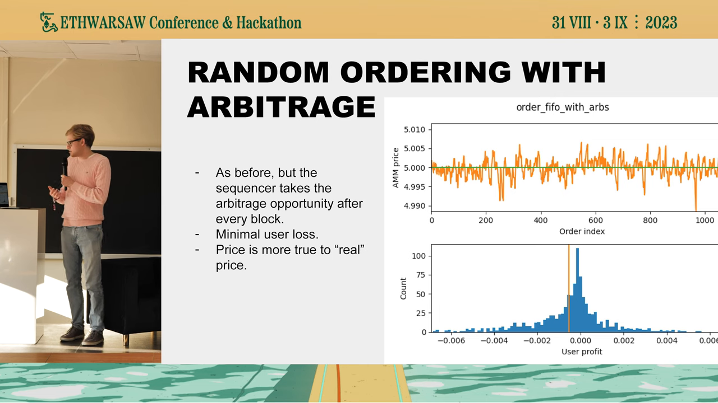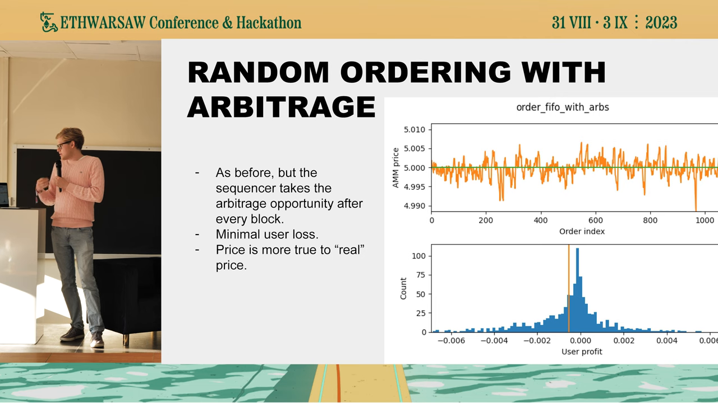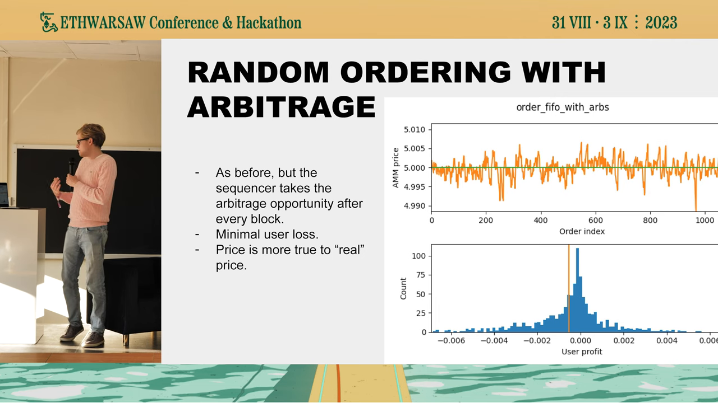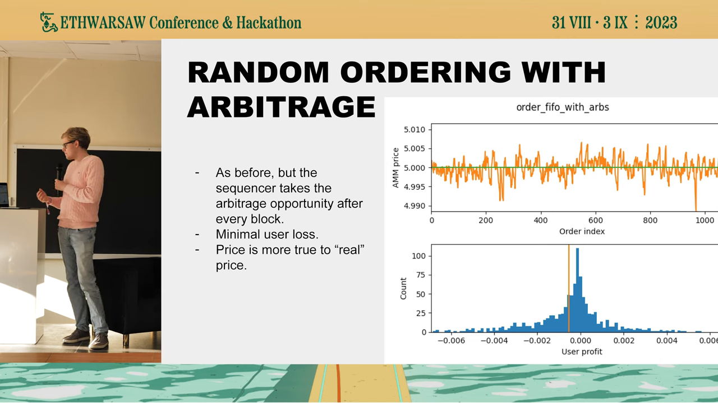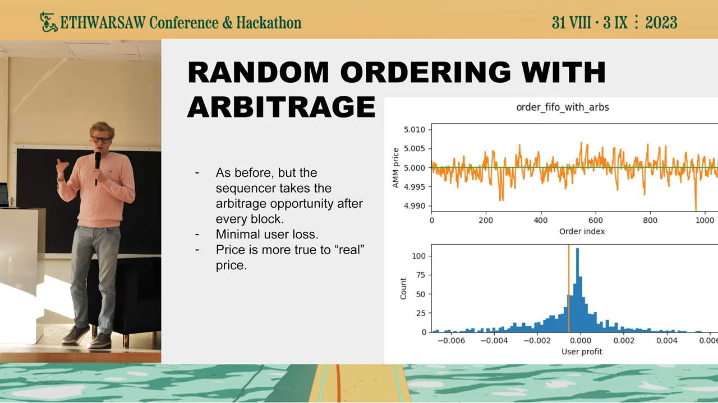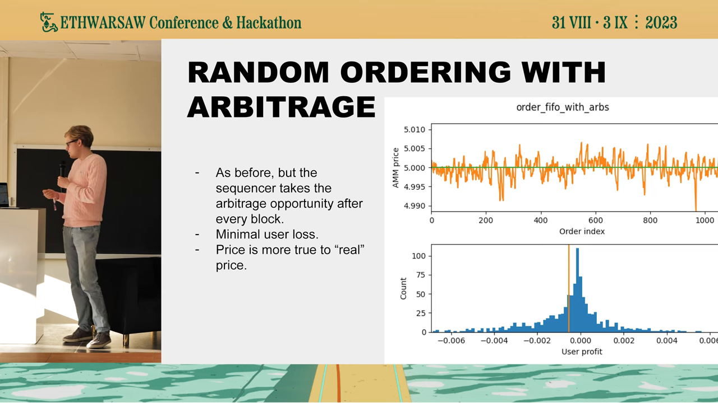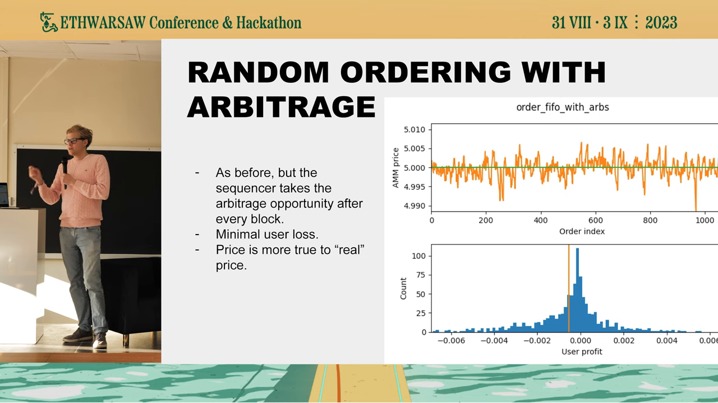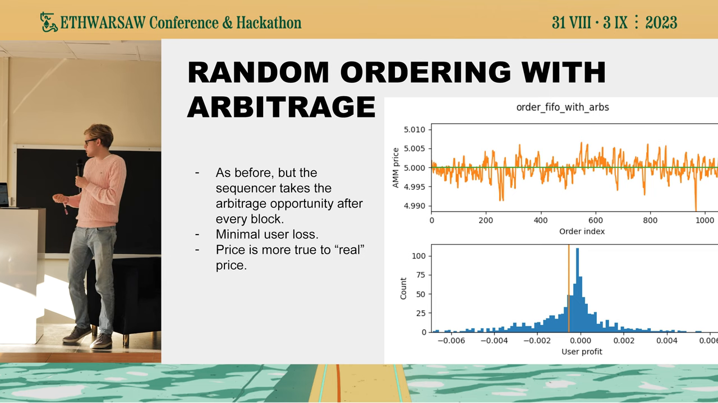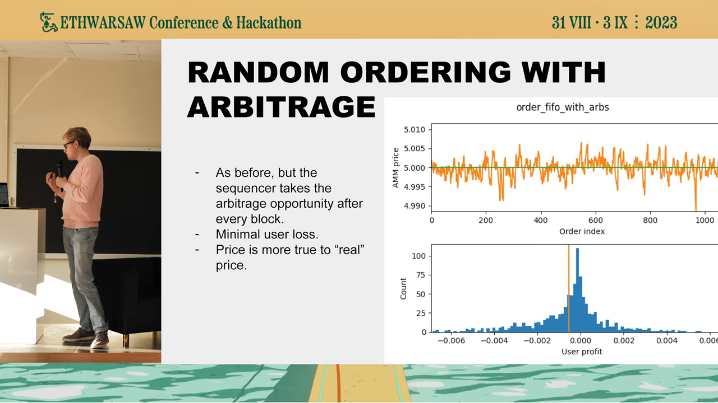The next strategy would be random ordering, but with arbitrage. So the sequencer can take an arbitrage opportunity after every block. And the interesting part here is there's a lot less user loss. There is minimal user loss compared to the first one. However, the price is more true to the real price. It's fluctuating less.